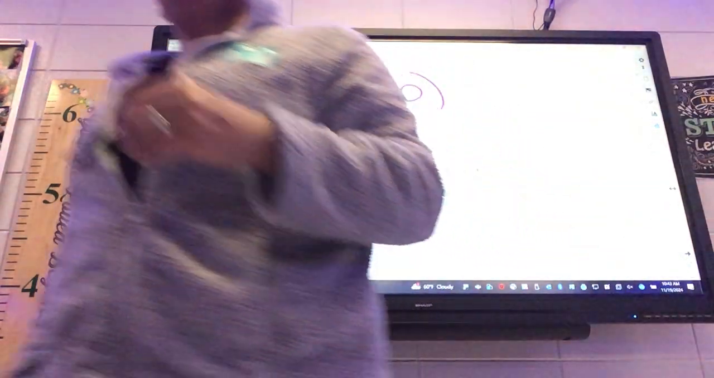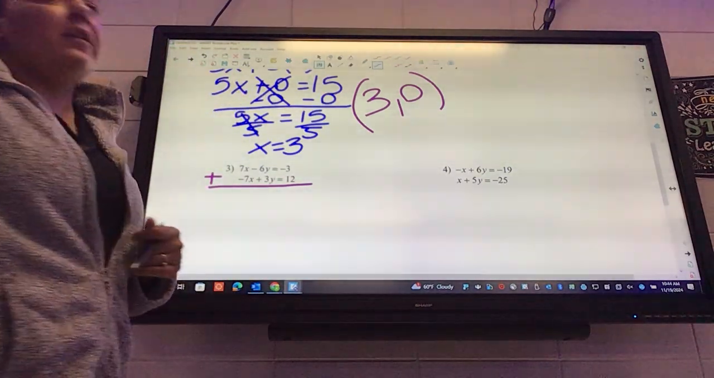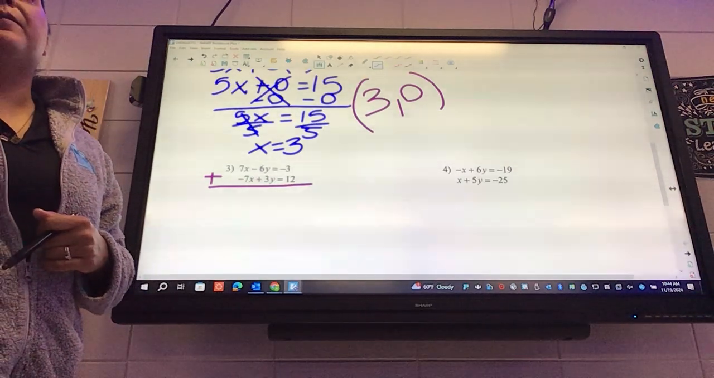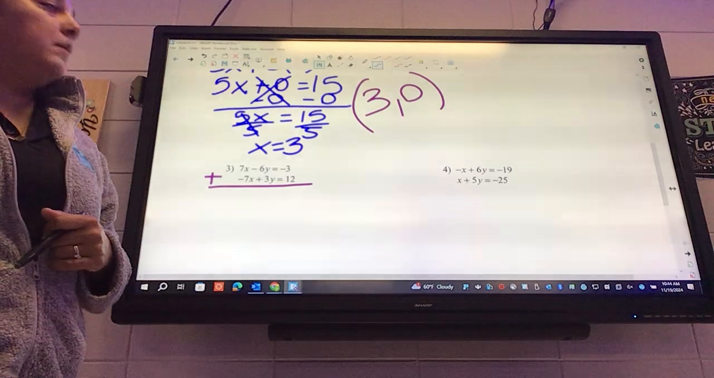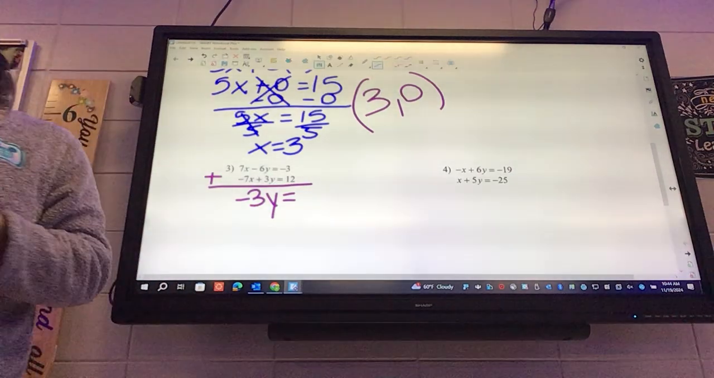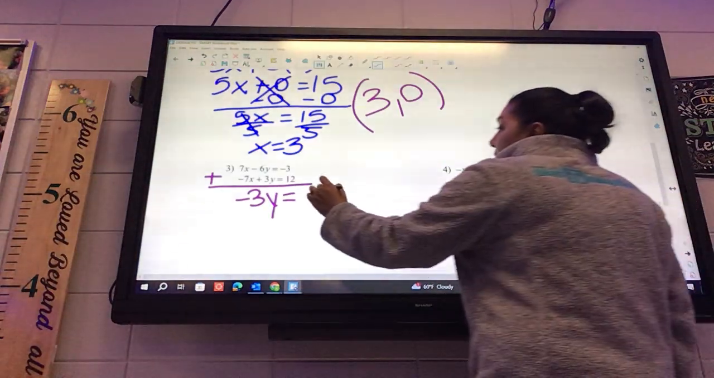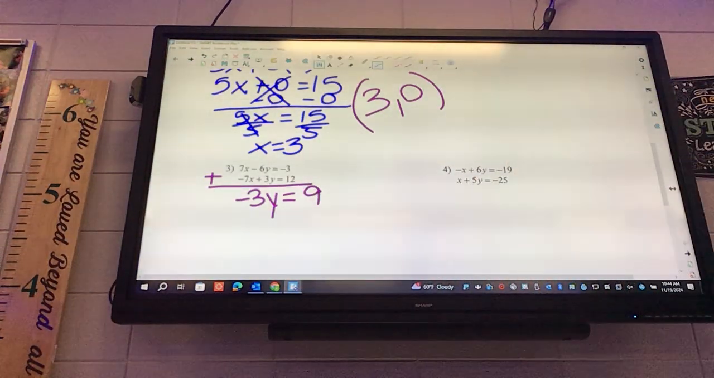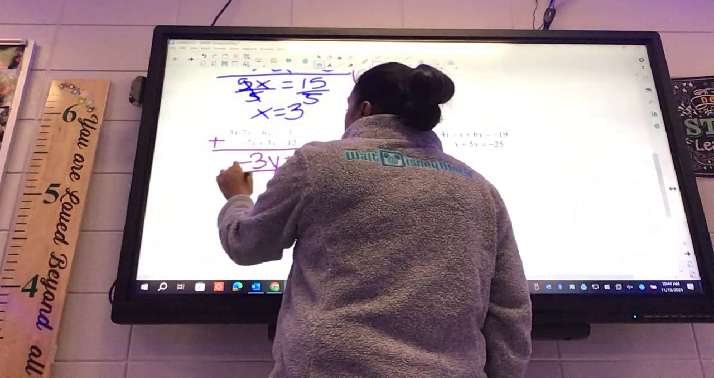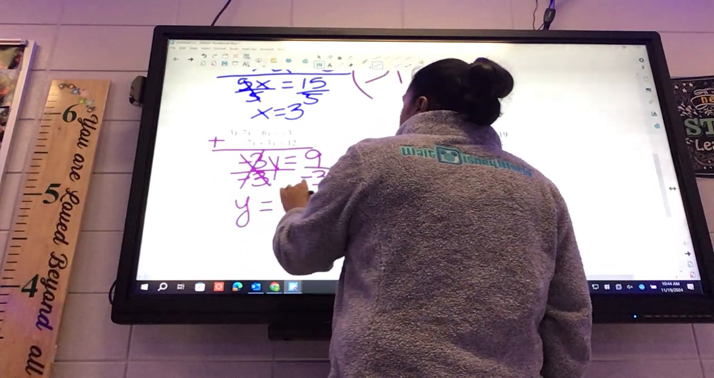Okay, 7 plus negative 7 cancels. Negative 6 plus 3. Use your calculator. Negative 6 plus 3. Negative 3. Negative 3 plus 12. 9. Okay, and then what? Divide both sides by negative 3. So we get y equals negative 3 for the y.